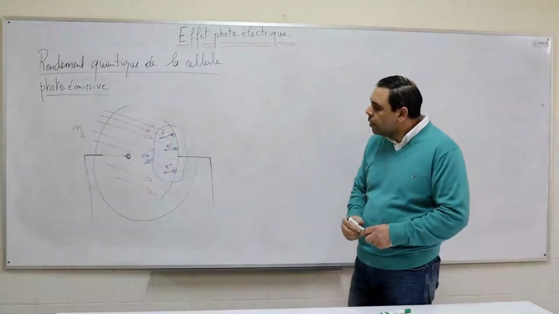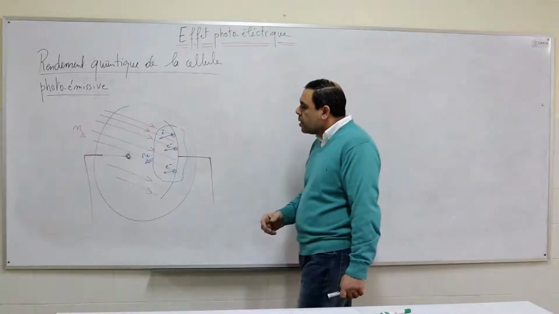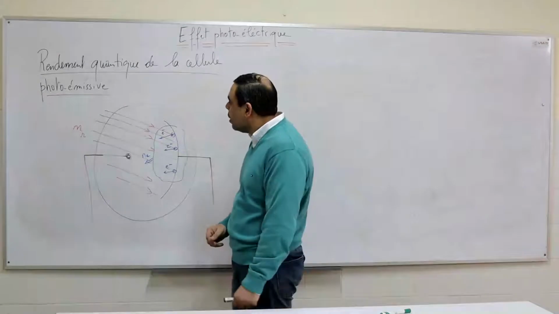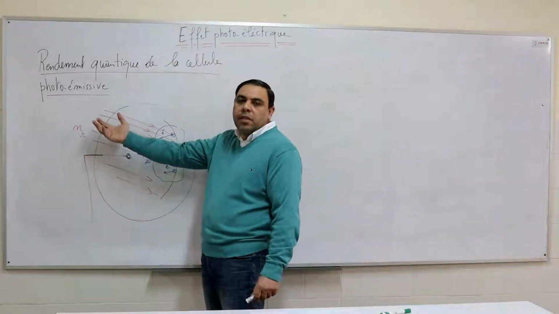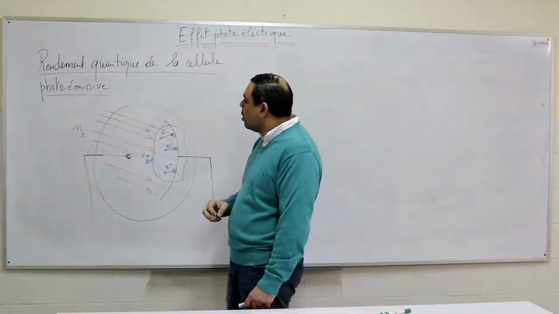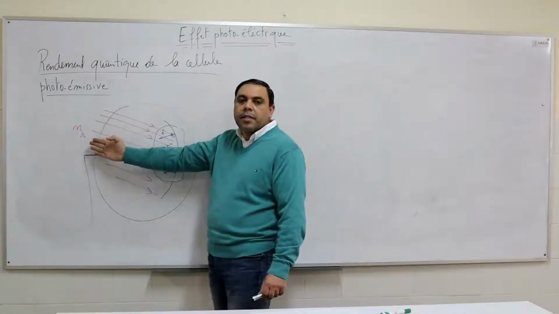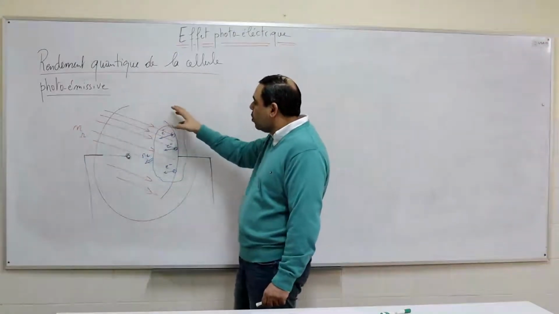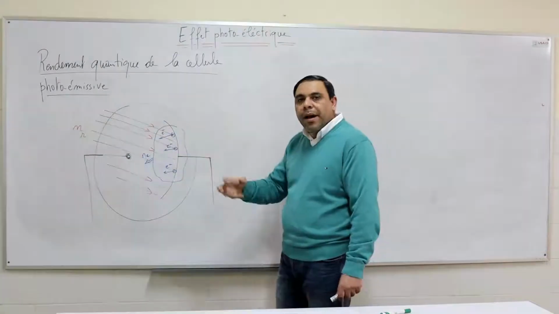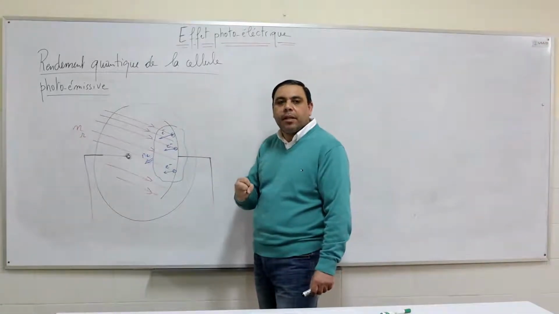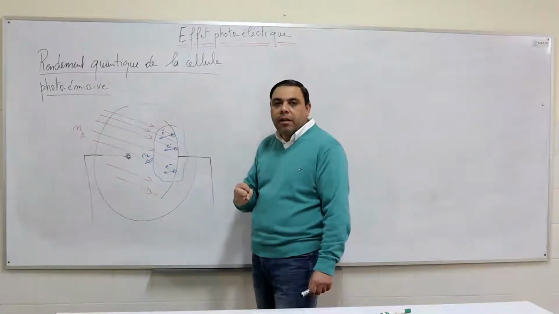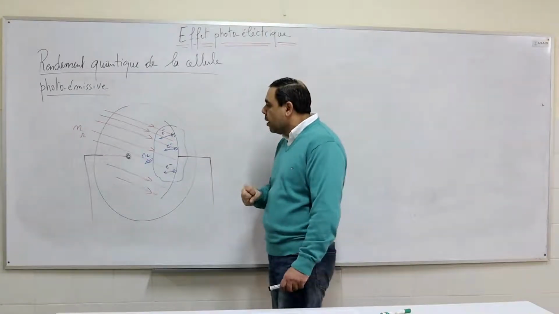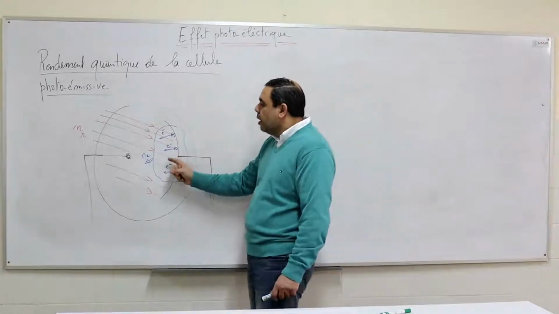We are going to explain what is the quantum efficiency of the photoemissive cell. Now this is the cathode of the photoemissive cell or the photoelectric cell that receives a certain radiation formed of a certain number nr of photons. nr represents the number of photons that are received by the cathode. Not all of the received photons are able to extract electrons from the cathode. And as a result, the number of emitted electrons would be less than the number of received photons.